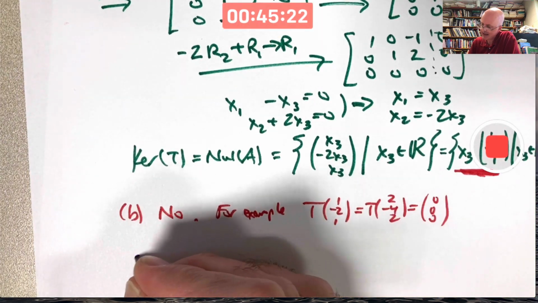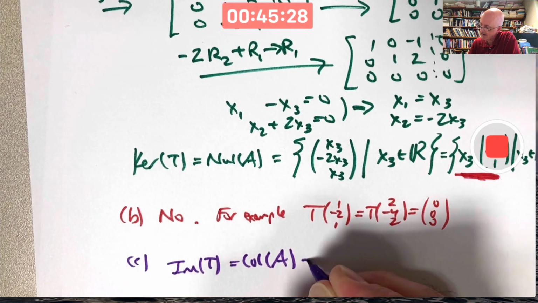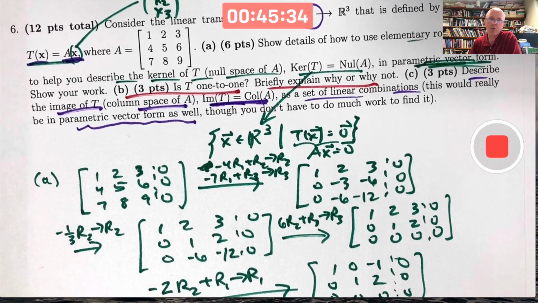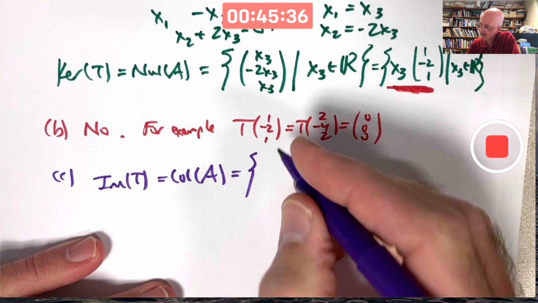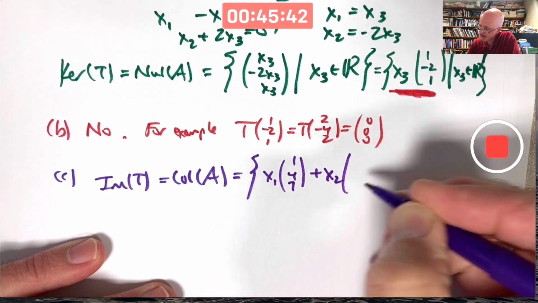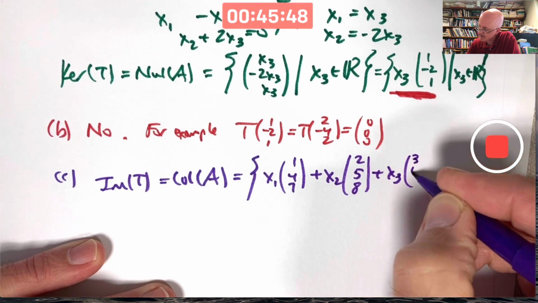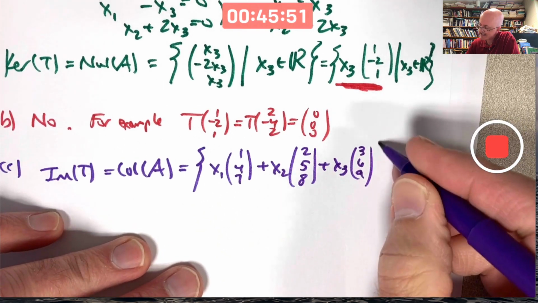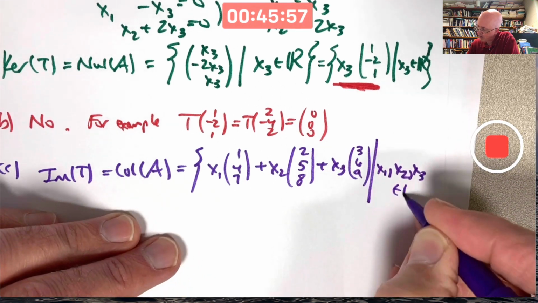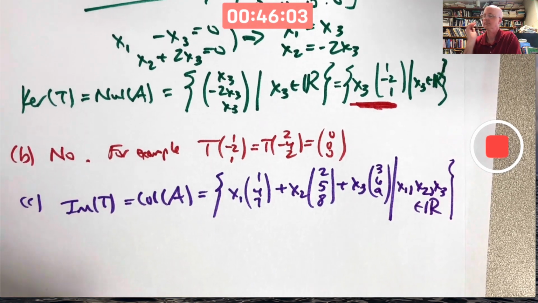So what I'm trying to get at here is that the answer for the image of T, also called the column space of A, is the set of all linear combinations of the columns of A, with weights, say, x1, x2, and x3. x1 times the first column of A, plus x2 times the second column of A, 2, 5, 8, plus x3 times the third column of A, which is 3, 6, 9, as those three scalars, x1, x2, x3, vary over all real numbers. That's the answer, by definition.